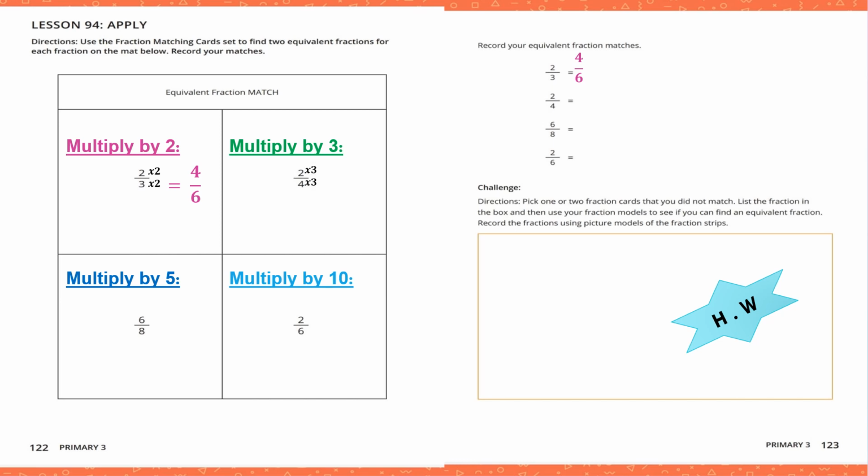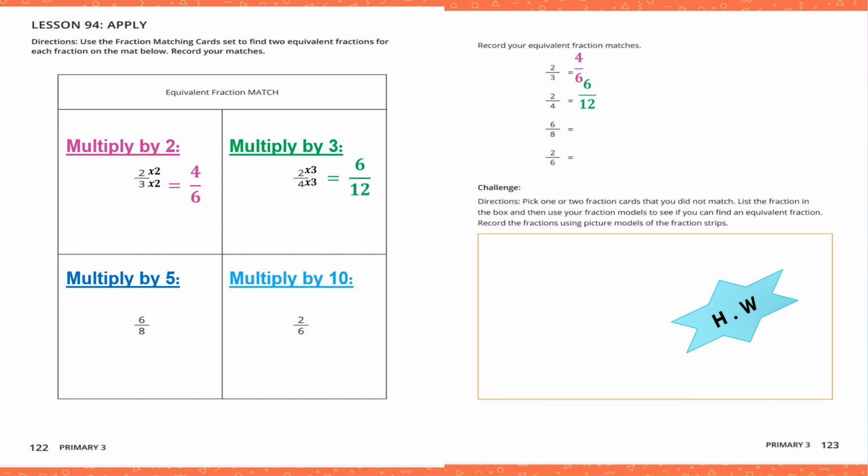Multiply by 3. So I will multiply the numerator and the denominator by 3. 2 times 3 equals 6. 4 times 3 equals 12. So it will be 6 over 12. 2 over 4 equals 6 over 12.